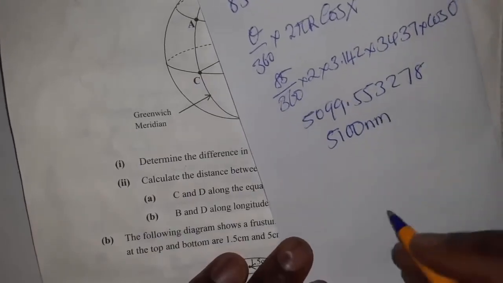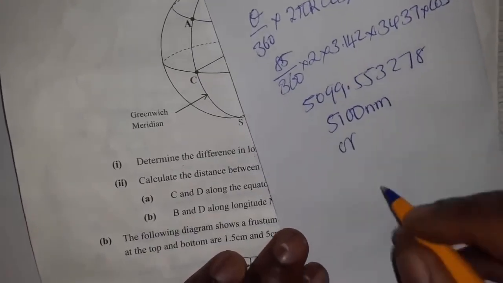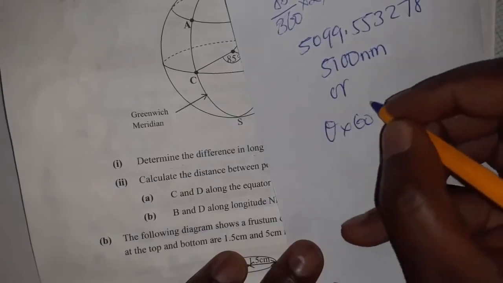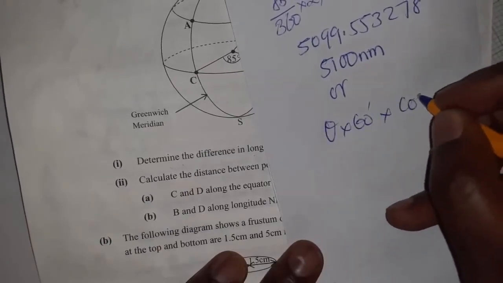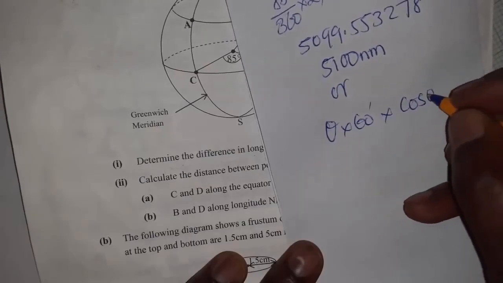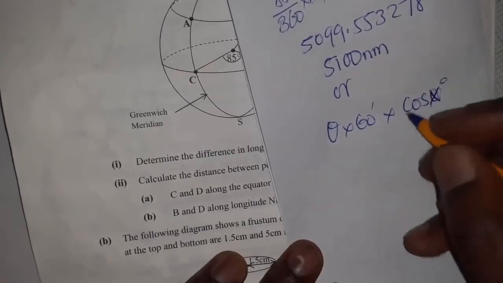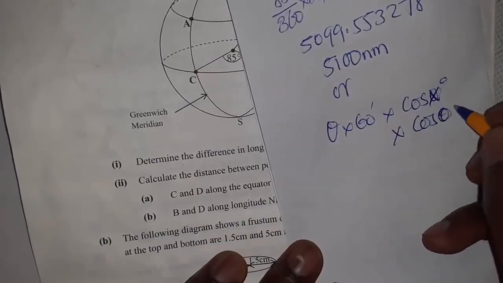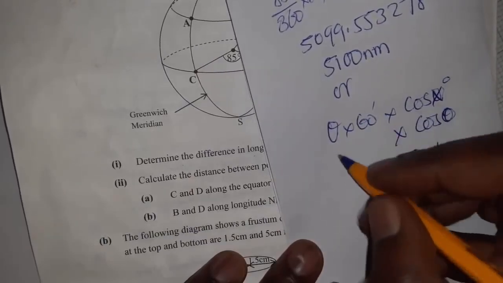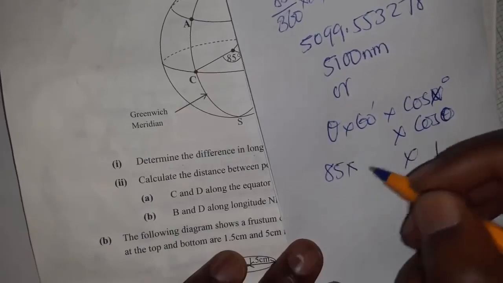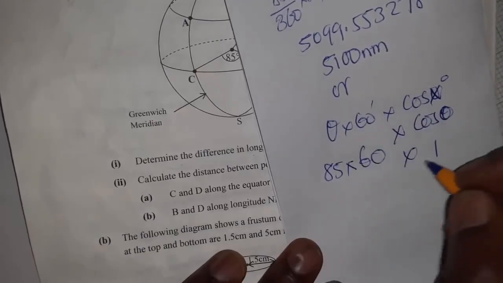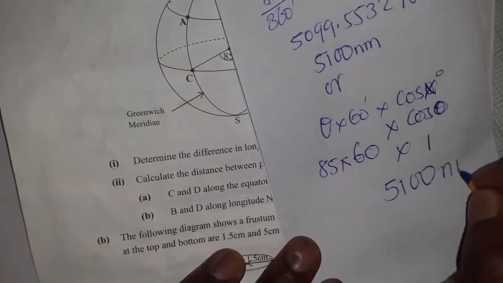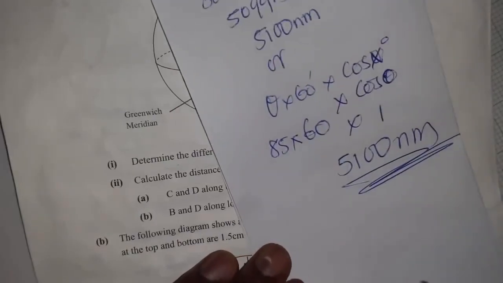nautical miles. So alternatively, we could have used this formula where we say theta multiplied by 60 multiplied by cos x, if you like. Now this cos x is equal to cos 0, which is the same as 1. So here theta is 85. 85 multiplied by 60. What do you get when you multiply by 1? It will directly give you this one. That's what will be your answer.